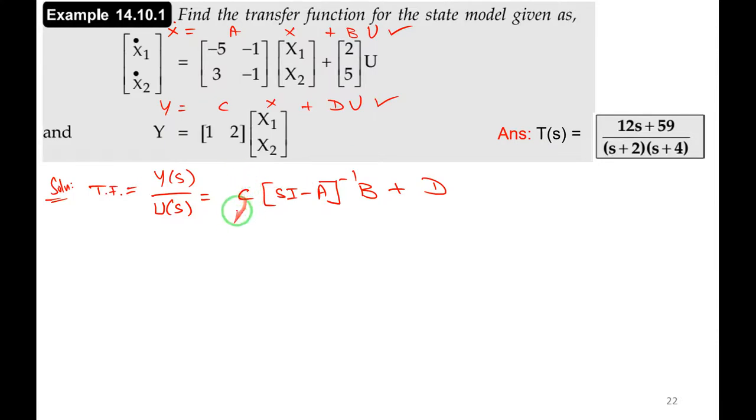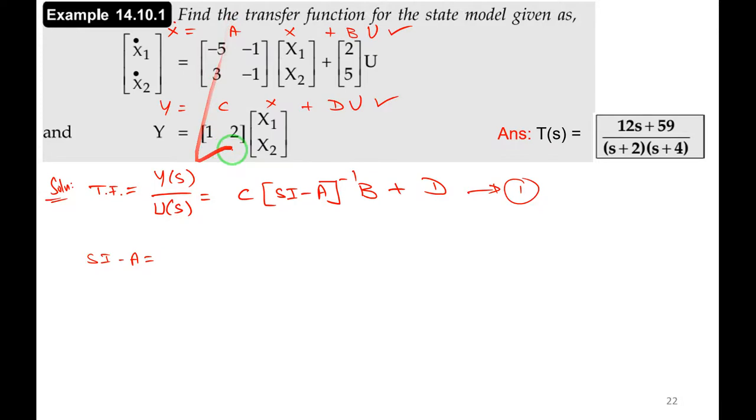In this we have to identify which is matrix C, which is matrix B, and which is matrix D. And we have to obtain (sI - A) whole inverse. Then we will multiply accordingly and get the transfer function. Call this equation 1. So first we will get (sI - A) whole inverse. We know how to obtain it. So get (sI - A) first.